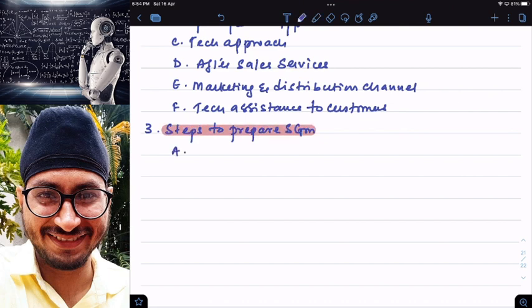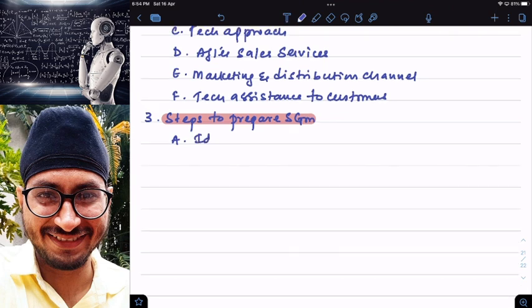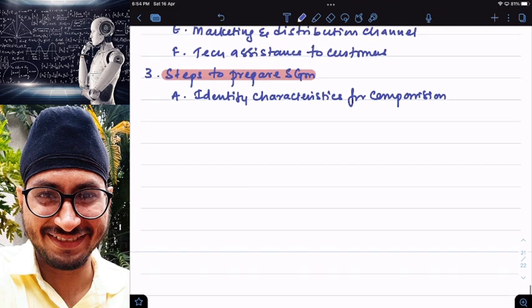Step number 1, identify characteristics for comparison. Means first you decide on what basis you want to compare. I repeat, first you decide on what basis you want to compare these two companies. You want to compare on the basis of price or quality or quantity. On what basis you want to compare?